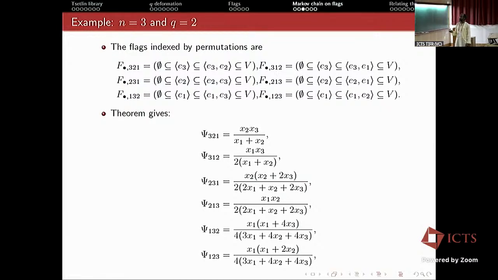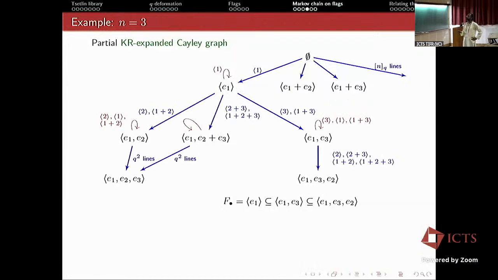And so the nice thing here for us, which is not true for Brown, is that every flag corresponding to a given permutation has exactly the same probability. So the factors 2s and 4s that you see will cancel out because there'll be so many flags of that size. Yeah. So again, if you look at the Karnofsky-Rhodes expansion of the Cayley graph, you have things like this.